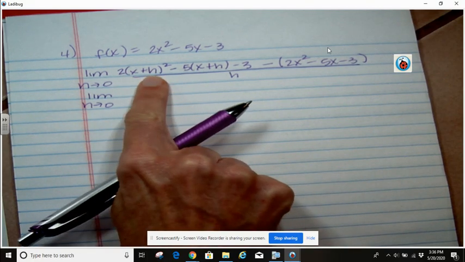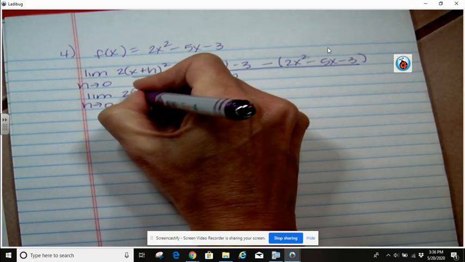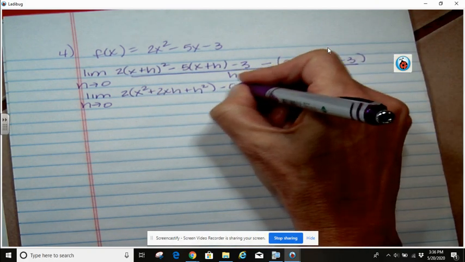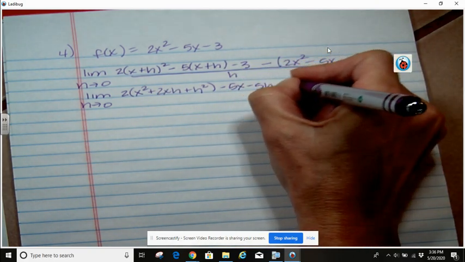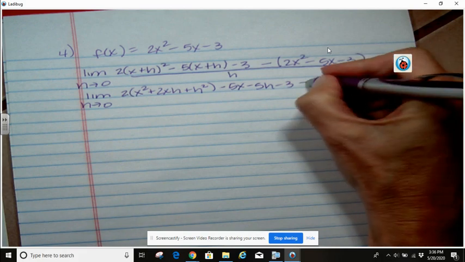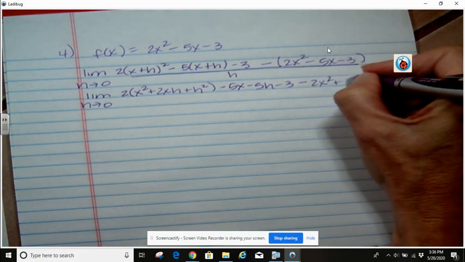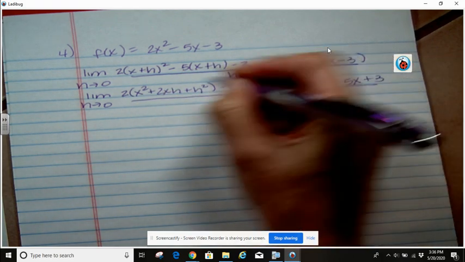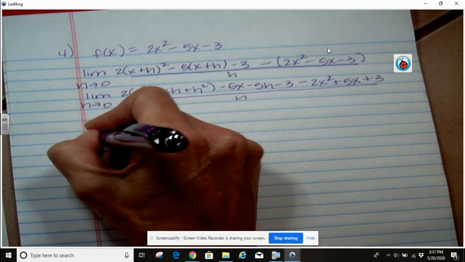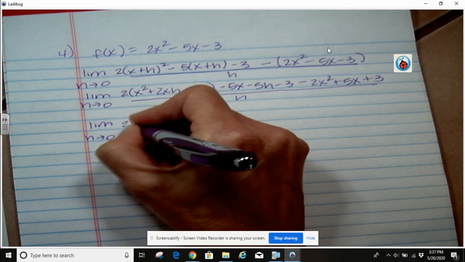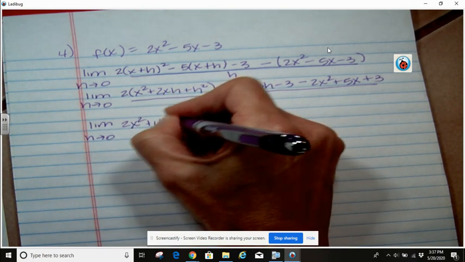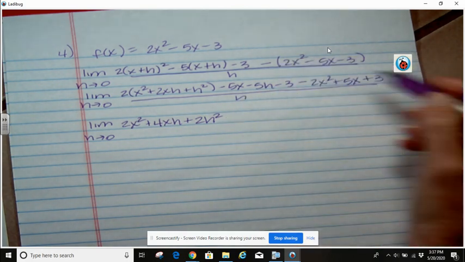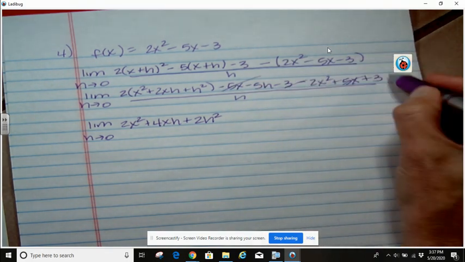Okay, x plus h quantity squared again, 2 times x squared plus 2xh plus h squared. Distribute. And then distribute this negative sign here. That's why the parentheses are so important. Still got a little bit of work to do in the numerator here. Distribute: 2x squared plus 4xh plus 2h squared. Let's see, I can go ahead and get rid of the 5x's and the 3's.